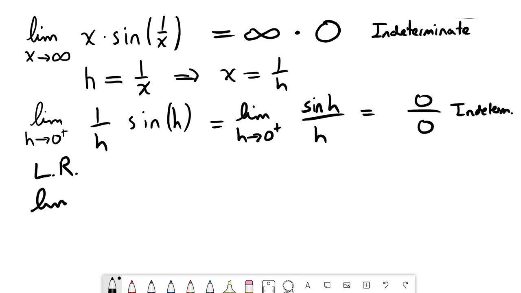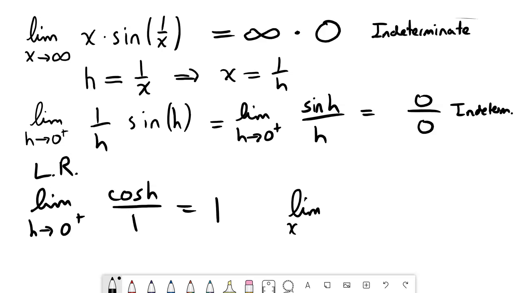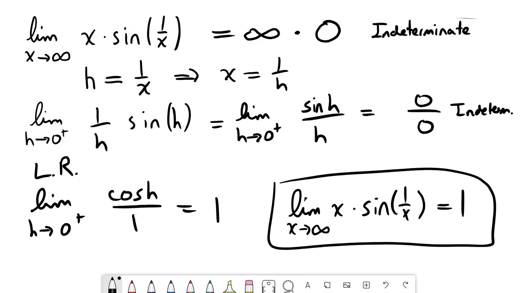So it's now the limit as h approaches 0 from the positive side of the derivative of sine, cosine of h, over 1, which is equal to what? We plug in 0 to cosine and we get 1. So therefore, this limit right here is simply equal to 1. So that's the answer. Using L'Hopital's rule, we just found the answer.